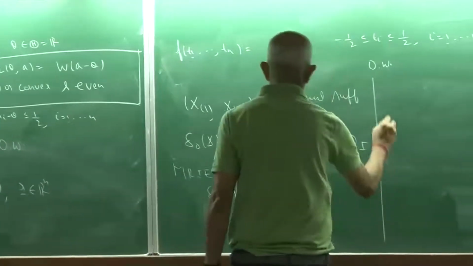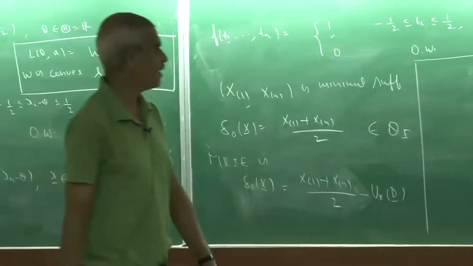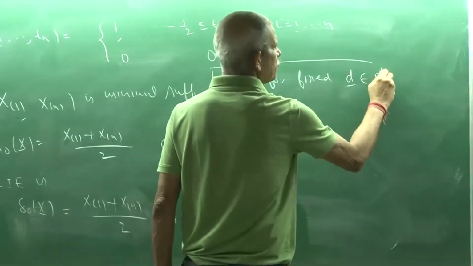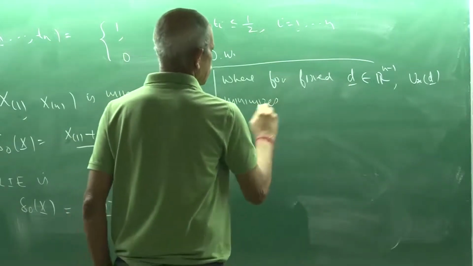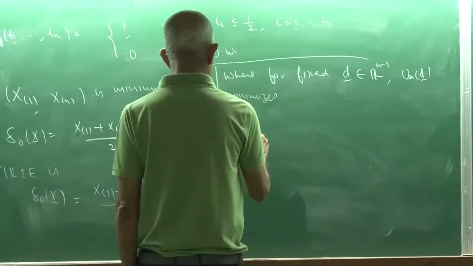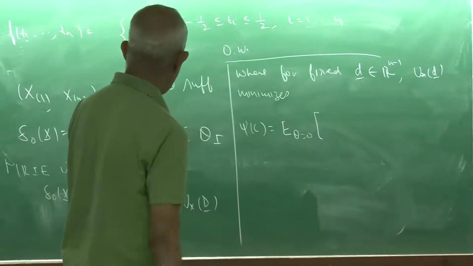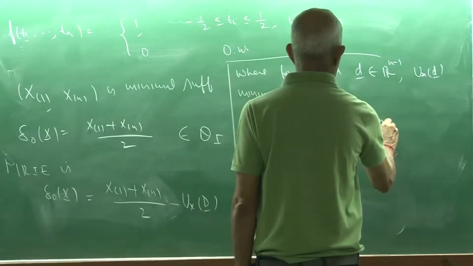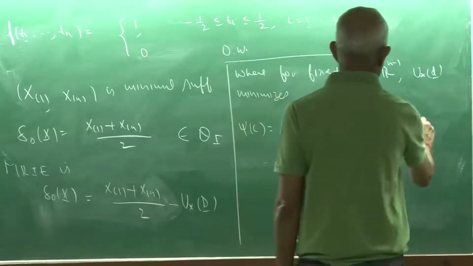So this minus u star of d, where for fixed d belonging to R^(n-1), u star of d minimizes psi of c, which is the same as the expected value under theta equal to 0 of W of (X(1) plus X(n)) by 2 minus c, given that D is equal to d.